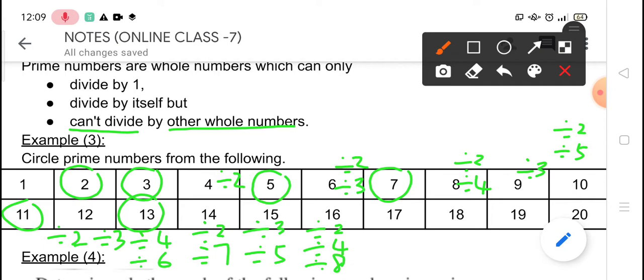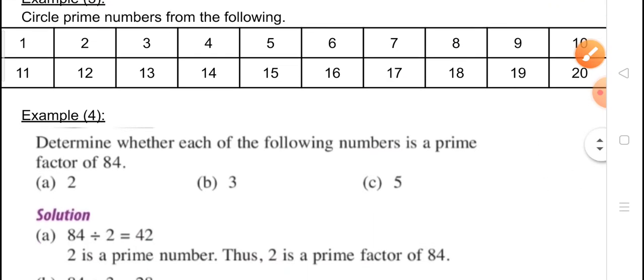How about 17? Yes, 17 is a prime number. 18? No. 19? Yes. How about 20? 20 also no, right? Since 20 can also be divided by other numbers. So students, this is the way we determine prime numbers. Okay? So now we combine the knowledge regarding what a prime number is. We move on to example 4.